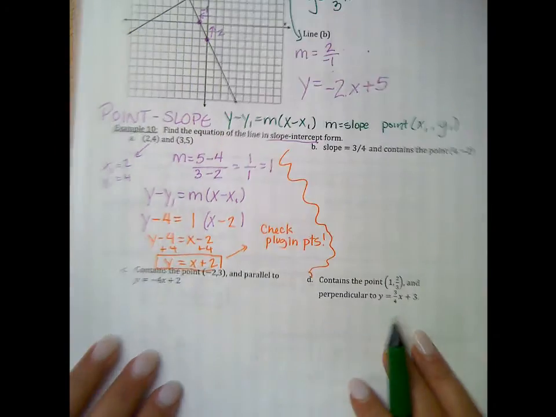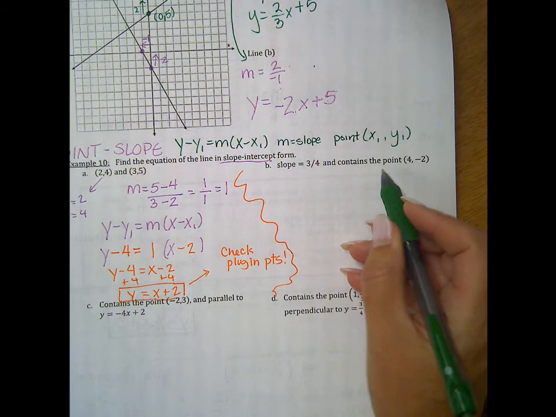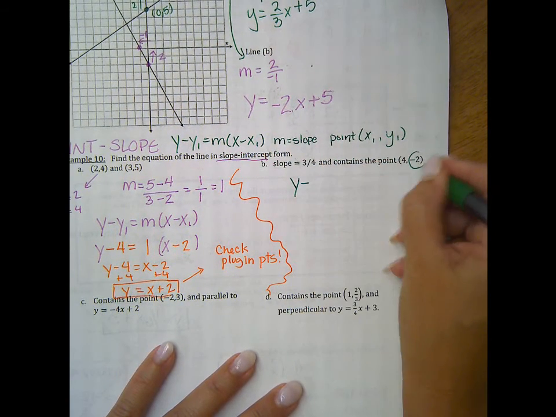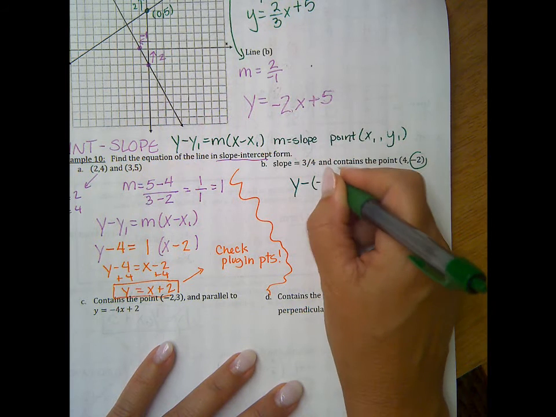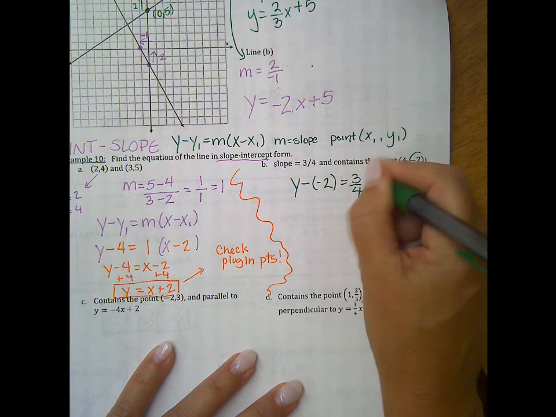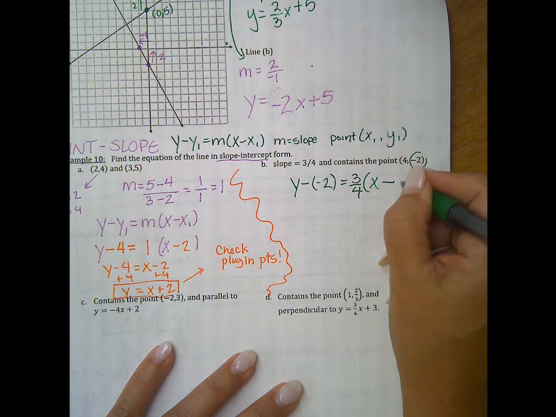Okay, next one, same idea. We're going to start with point-slope form and move it around. So we've got y minus the y value, negative 2, equals m, which is 3/4, times x minus the x value, which is 4.